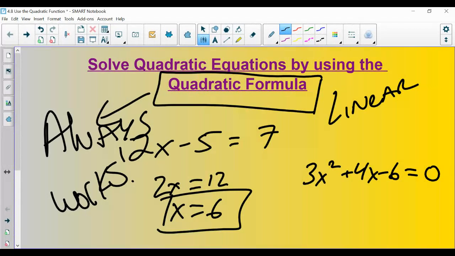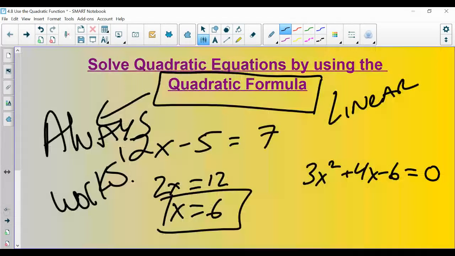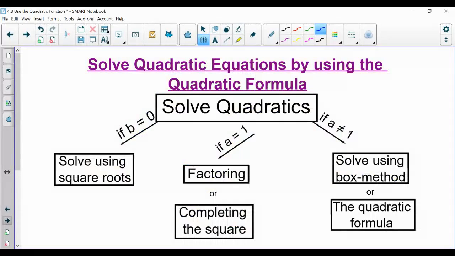I want to show you this graphic, and I want to walk you through this graphic really quickly. So going back to this, when we had equations like this, linear equations, it was just one thing that you did to solve it. It was always just get x by itself. But with quadratics, we have a multitude of different ways to solve them. And this is just a graphic to help you decide which method is best. So remember, quadratics are written ax squared plus bx plus c.